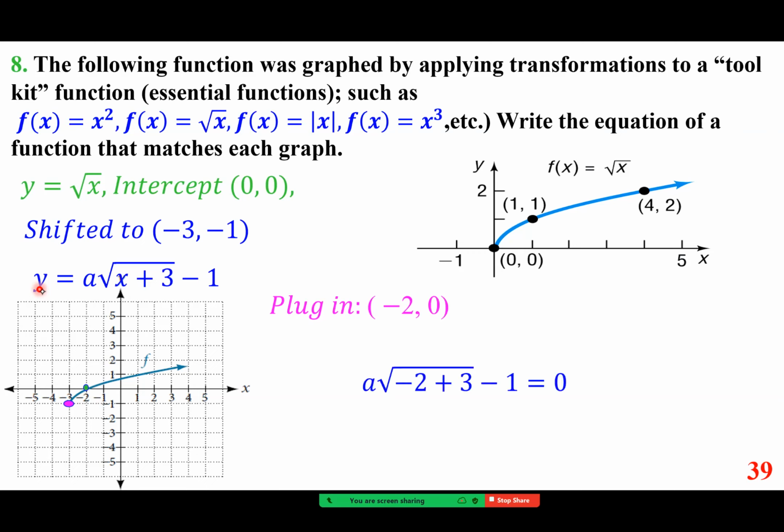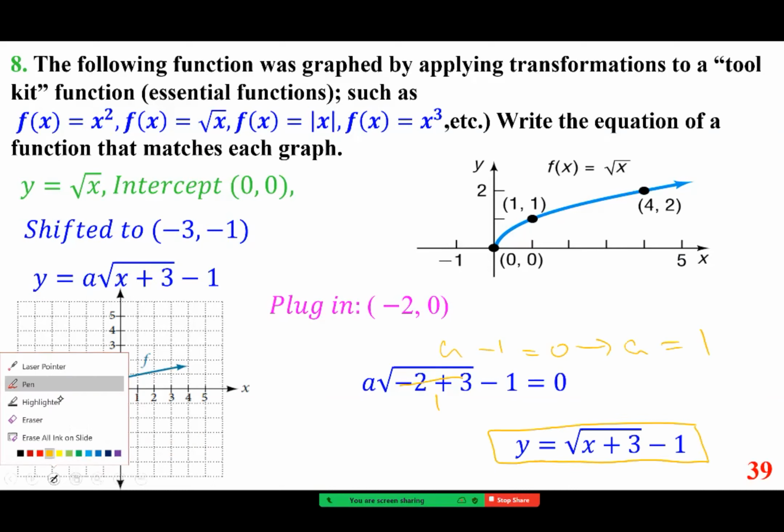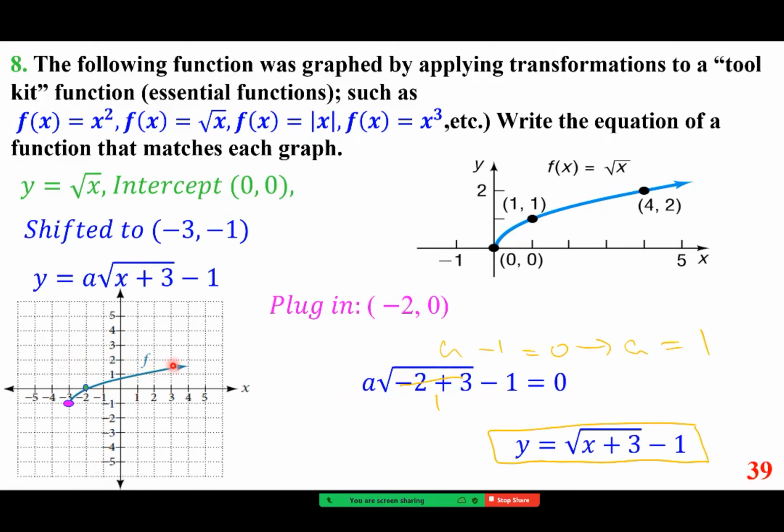So when we do that, this is 1. Square root of 1 is also 1. So a minus 1 is 0, and a becomes 1. And so we plug in. And as I mentioned, as always, check with some easy points. For example, I think this is 1, 1. You can check it out to see it works, and it does.